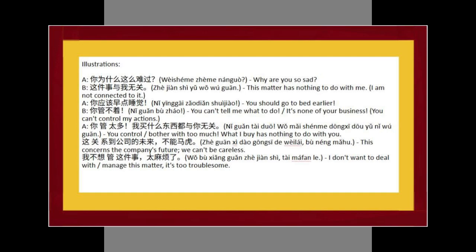Illustrations. A. 你为什么这么难过? Why are you like that? B. 这件事与我无关。This matter has nothing to do with me. I am not connected to it. A. 你应该早点睡觉。You should go to bed earlier. B. 你管不着。You can't tell me what to do. It's none of your business. You can't control my actions.